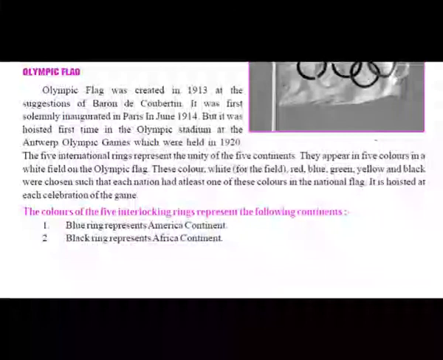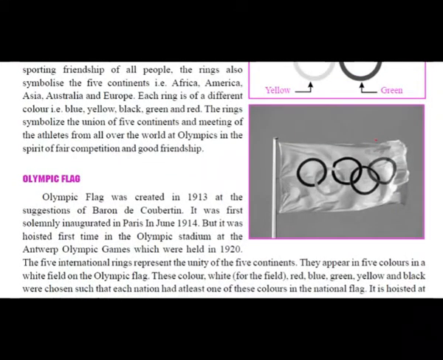Okay, now the next symbol is the Olympic flag. The Olympic flag was created in 1913 and it was inaugurated in Paris in June 1914, and it was first hosted at the 1920 Antwerp Olympics. Why in 1920? Because in 1916 the Olympics could not be held because of the First World War.